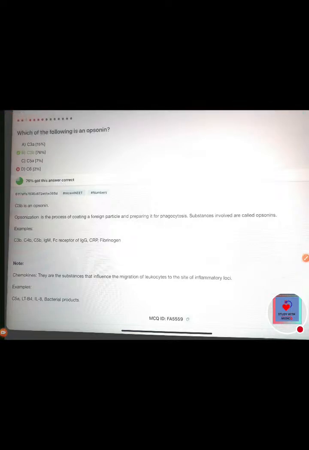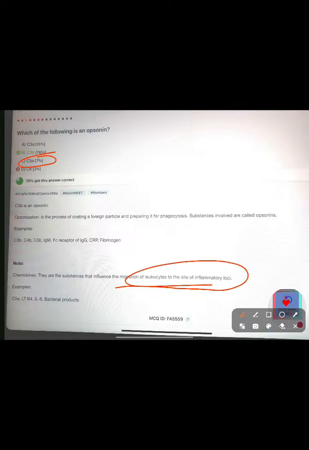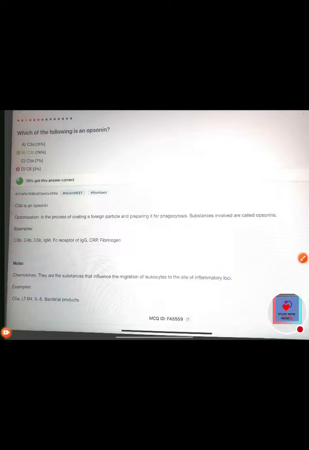So here, if you see, these are the opsonins. C5a is the chemokine. Chemokines are the substances that influence the migration of leukocytes to the site of inflammatory loci. Examples are C5a, LTB4, IL-8, and bacterial products.